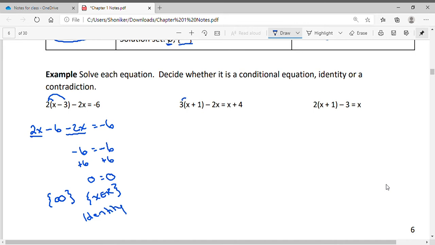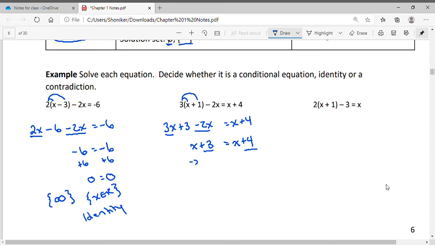For the next one, same thing, you don't know at first. You distribute the 3 through, and you get 3x plus 3 minus 2x equals x plus 4. You simplify on the left-hand side and collect like terms. 3x minus 2x is x plus 3 equals x plus 4. And even here I can stop and say this is a contradiction. There's nothing I can add 3 to and the same number add 4 to and get the same thing. So I could stop here and call this a contradiction, or you can go further.